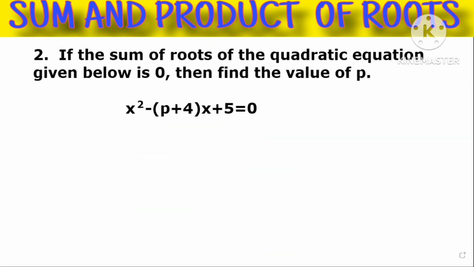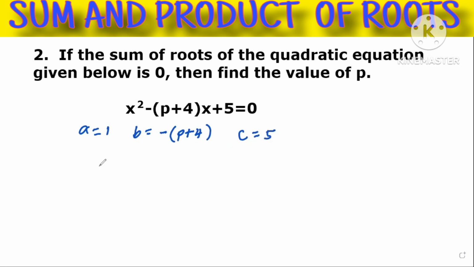Problem number 2, if the sum of roots of the quadratic equation given below is 0, then find the value of P. So, taking the values of A, B, and C, since our quadratic equation is already in standard position, we have A is equal to 1, B is equal to negative of P plus 4, and C is equal to 5.